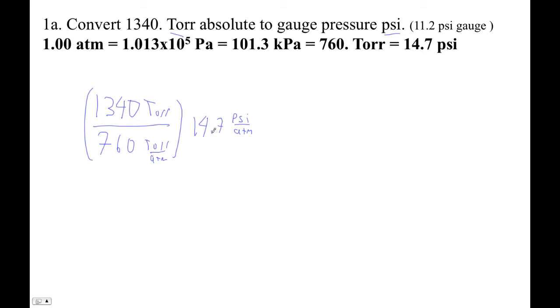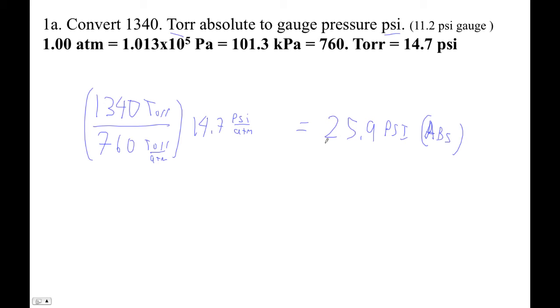So let's try this. Let's go 1340 divided by 760, times 14.7. Now this is going to give me absolute pressure in PSI. So it's 25.9 PSI absolute, right? Okay. Normally you don't have to say absolute. That's what it means, right?